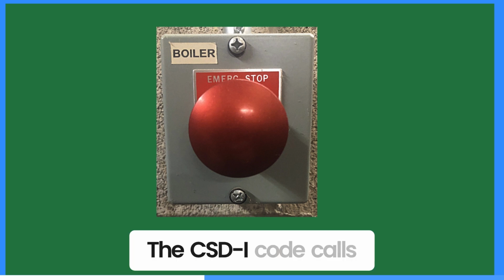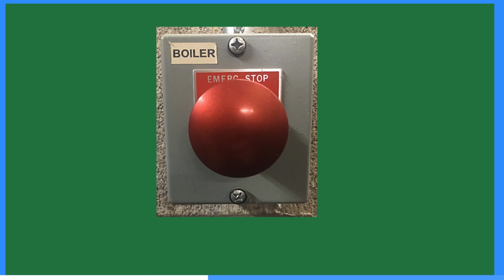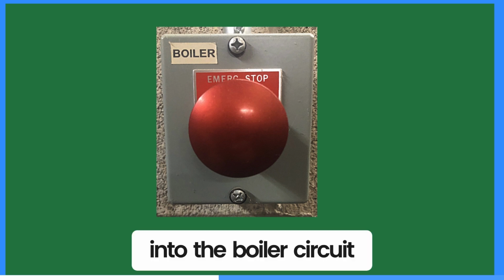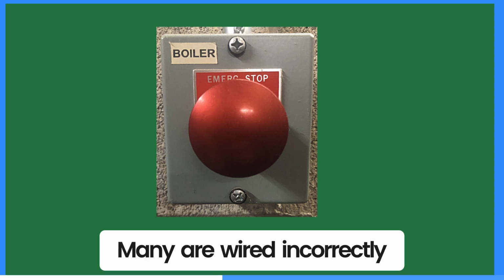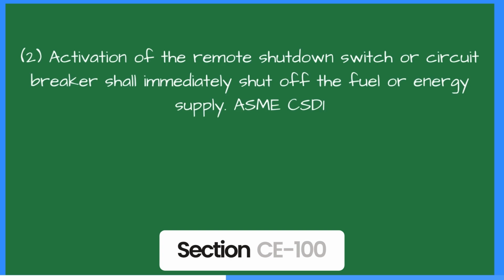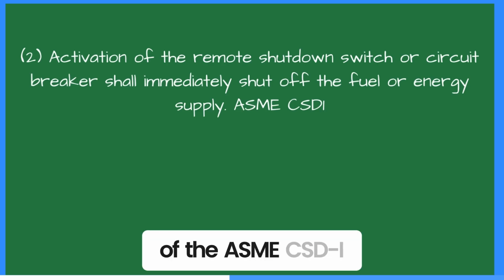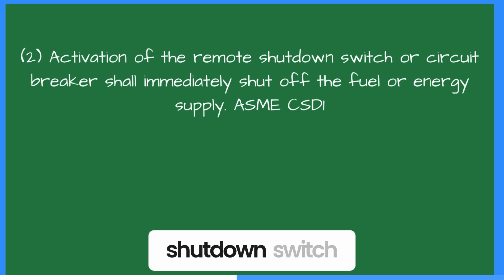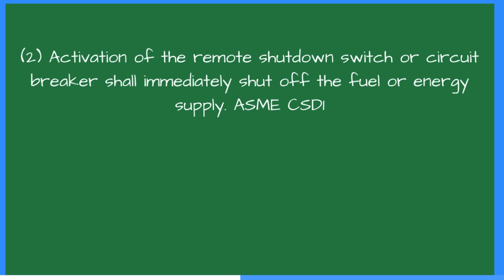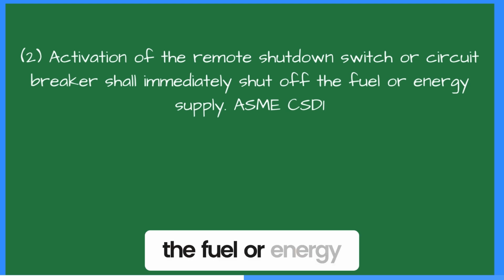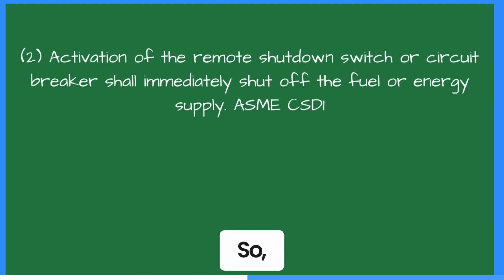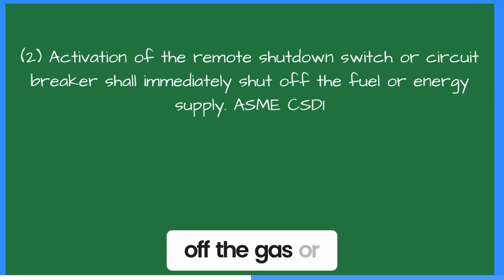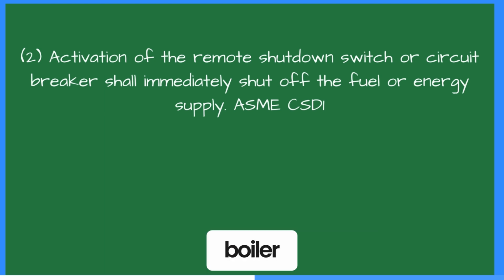The CSD1 code calls for a door switch at each boiler room door. I've seen many innovative ways to wire these into the boiler circuit. Many are wired incorrectly. Section CE-110 of the ASME CSD1 code says, "Activation of the remote shutdown switch or circuit breaker shall immediately shut off the fuel or energy supply." So, you can either shut off the gas or the power feeding the boiler.